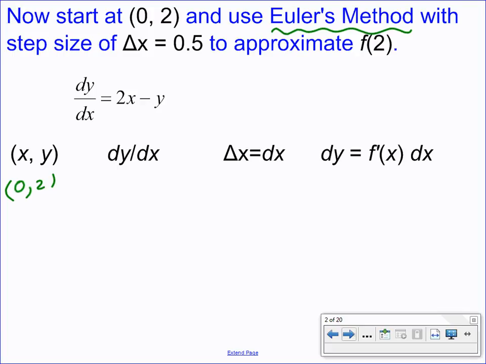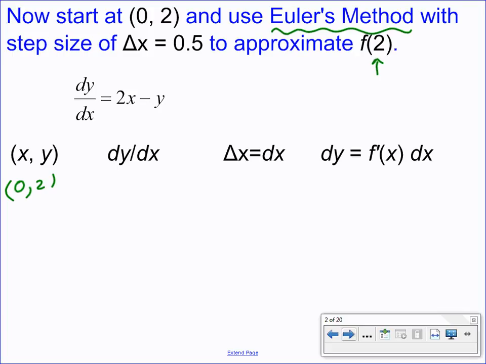We'll then reiterate the process until we get all the way to our wanted x value, x equals 2, and we're starting at x equals 0 with the delta x step size of 0.5, so we'll be taking 4 steps. Are we good? All right, let's do it.